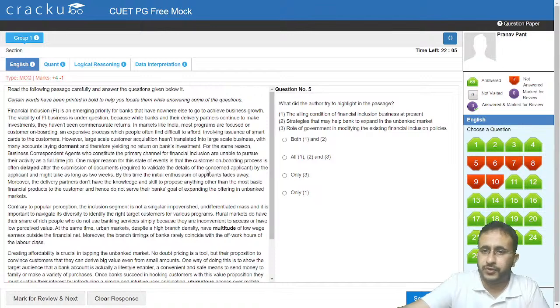Okay, what did the author try to highlight in the passage? The ailing condition of financial inclusion, that is highlighted. Strategies that may help banks expand in the unbanked market, yet that is also highlighted. Role of government is not mentioned. Okay, first and second. Strategies, it gives the technology layer or app layer, and ailing condition is mentioned.